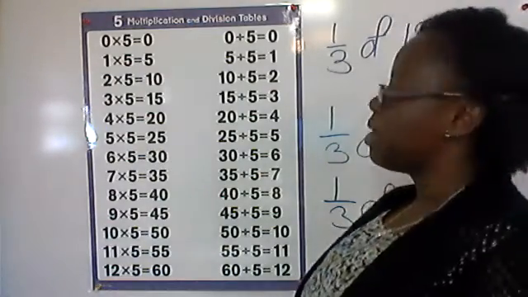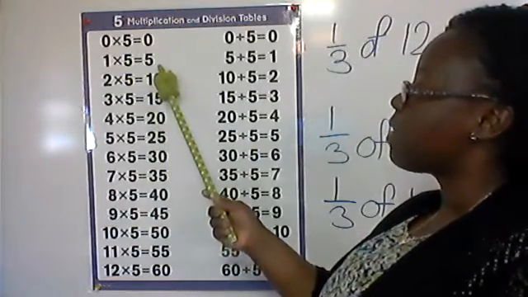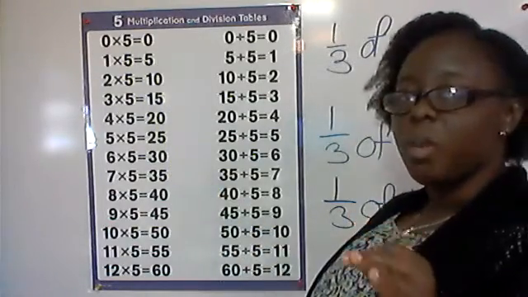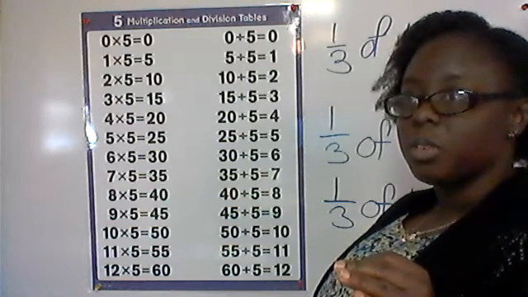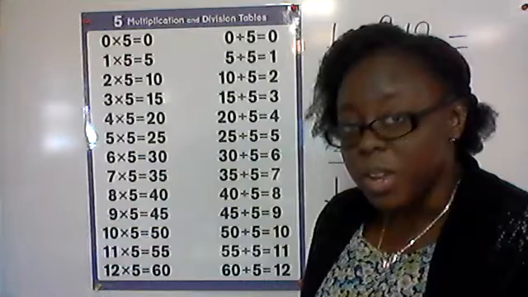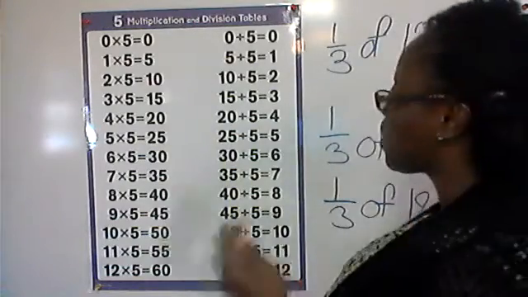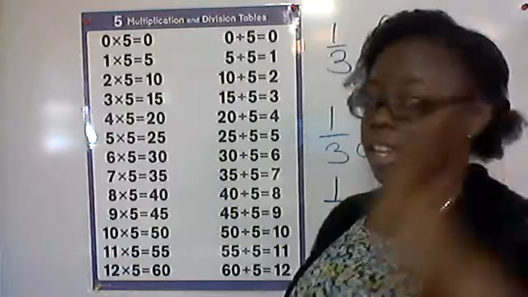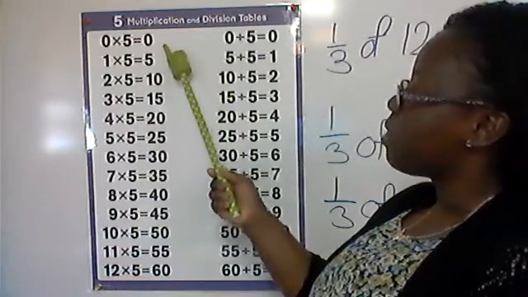1, 2, 3. 0 times 5 equals 0. 1 times 5 equals 5. By the way, what number times 0 equals 0? Any number times 0 equals 0. I hope you guys remember that. Better stay in that head. Don't let it come out. Let's start over, sorry. 0 times 5 equals 0.